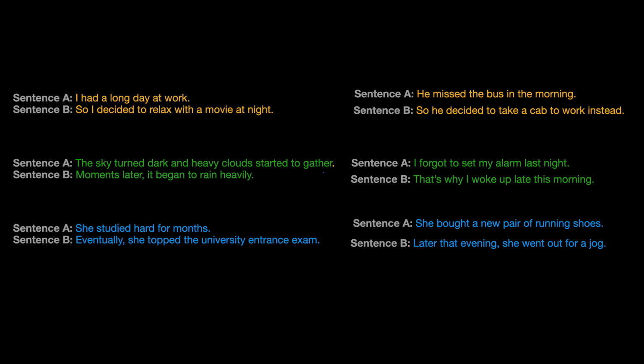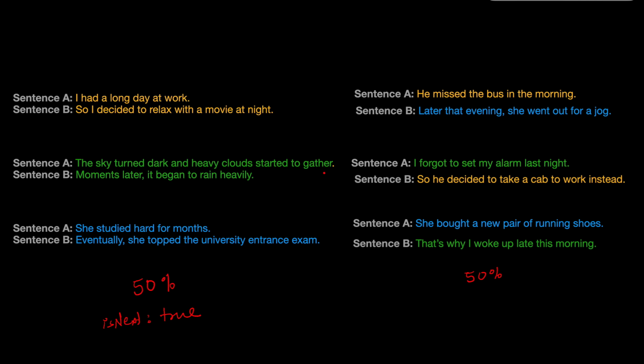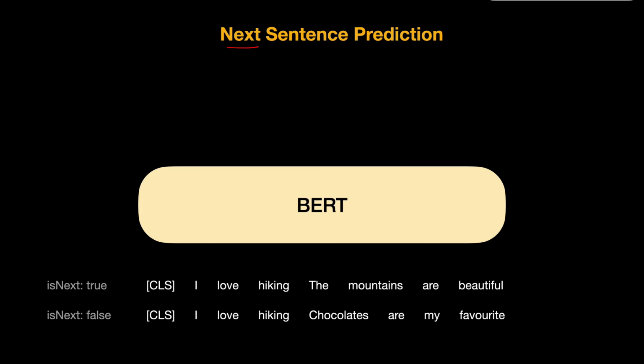All we have to do is pick up two consecutive sentences from our text corpus and keep 50% of those pairs as is, which means that these pairs will correspond to is next equals true. While for the other 50% of the pairs, we randomly swap the second sentence. As the swapping is random, we can safely assume that now these pairs will not be following a natural order, and these will correspond to the is next false category. This kind of training is known as next sentence prediction training. And here's how it works.